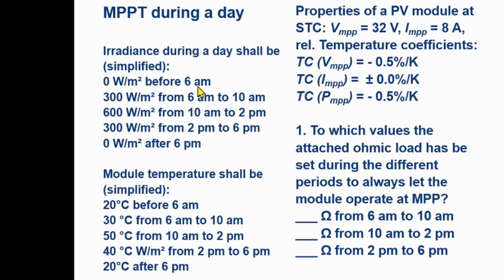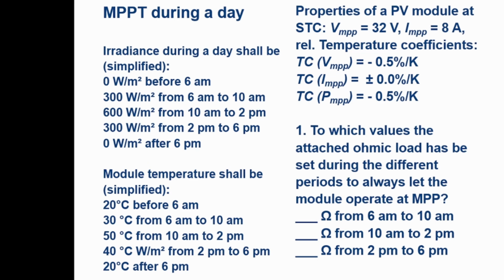Before 6 a.m. we have a 0 irradiance. Then from 6 a.m. to 10 a.m. we have an irradiance of 300 watts per square meter. From 2 hours before and 2 hours after midday, we have an irradiance of 600 watt per square meter. And after 2 p.m. to 6 p.m., we have an irradiance of 300 watt per square meter. And after sunset, we don't have any irradiance anymore.